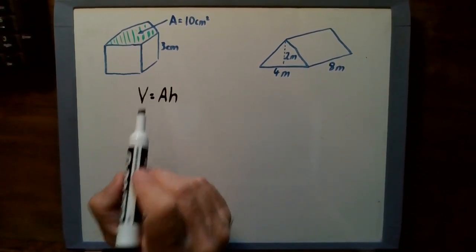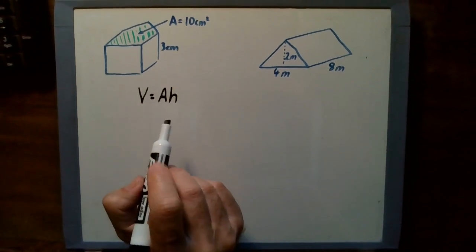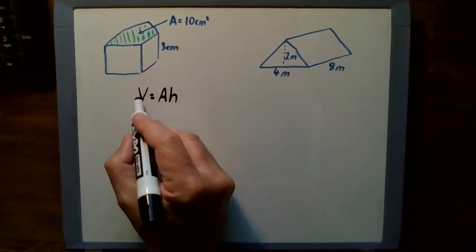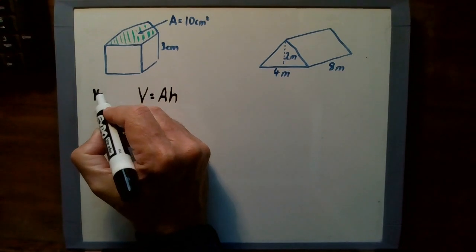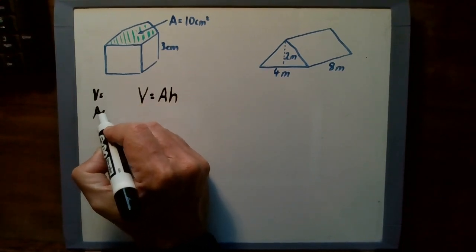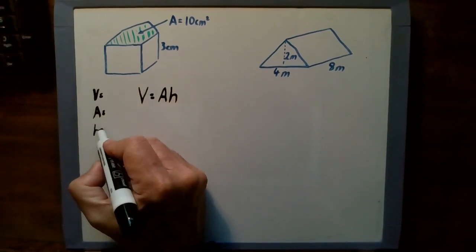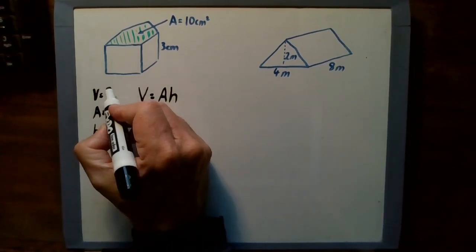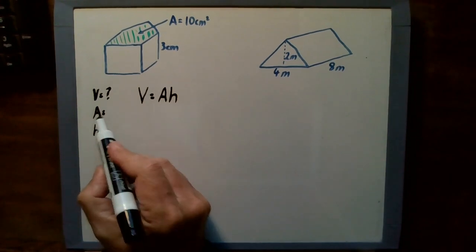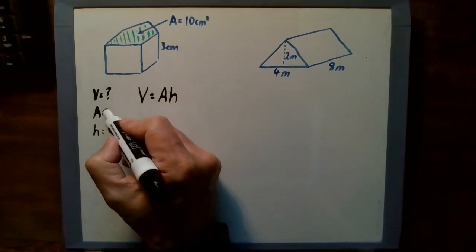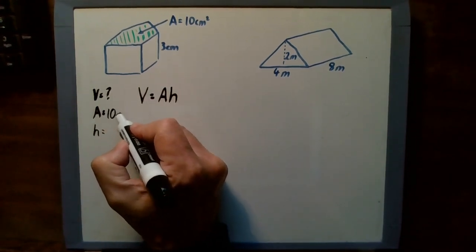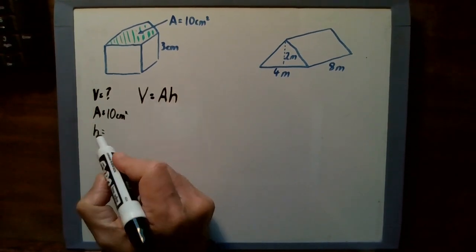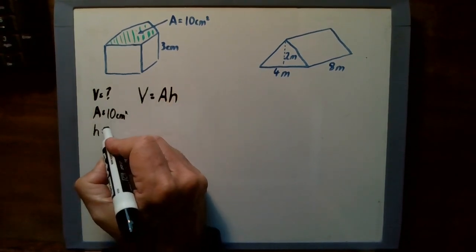So, once we've established we're going to use that formula, we write the formula down, we list our pronumerals, and put in their values. The volume is what we are trying to find. The area is 10 centimeters squared. And the height is 3 centimeters.